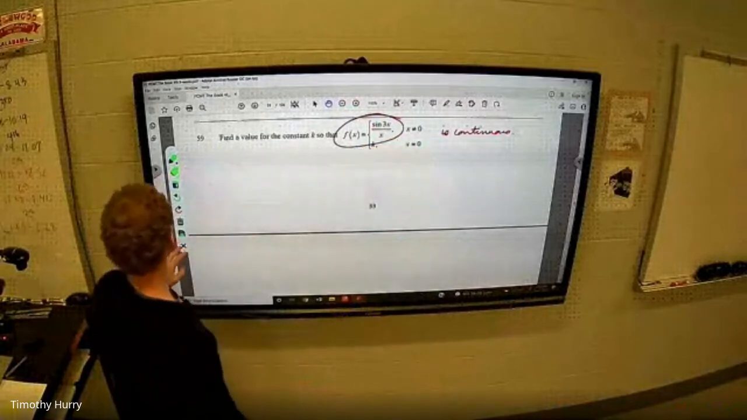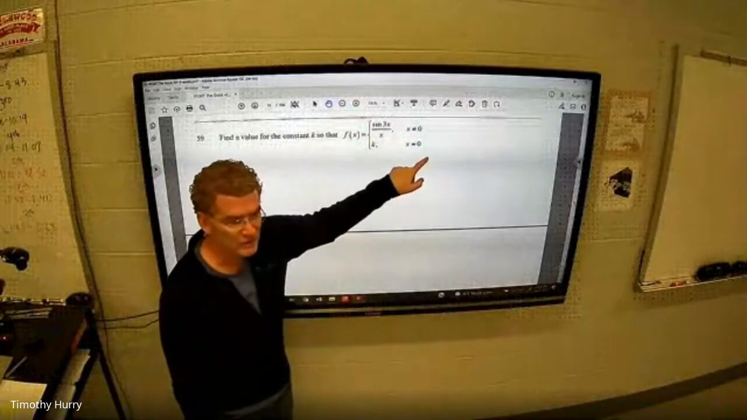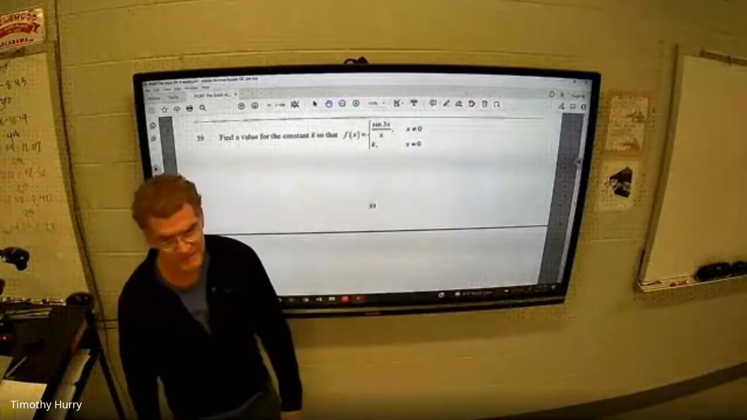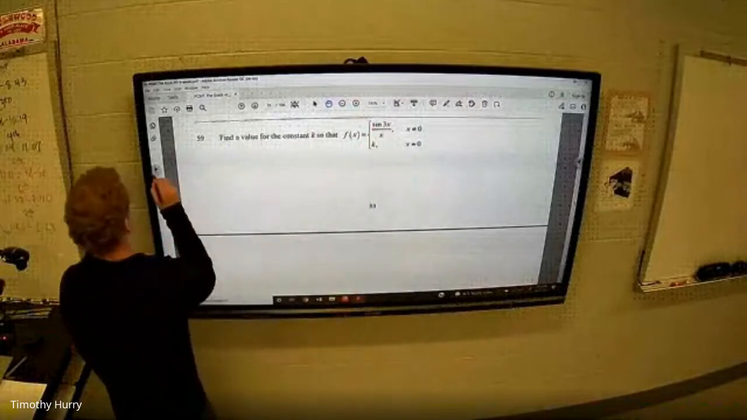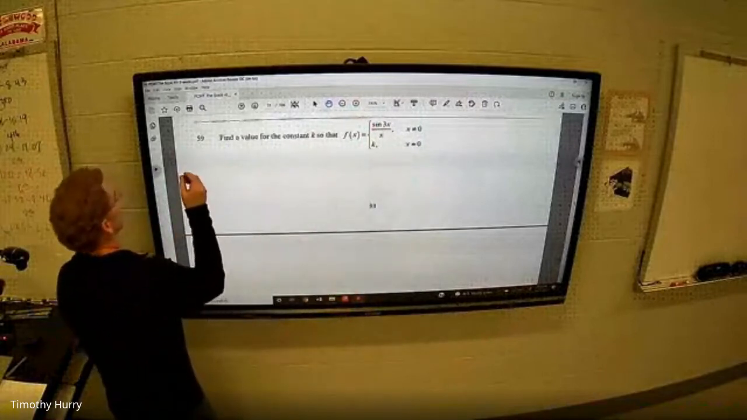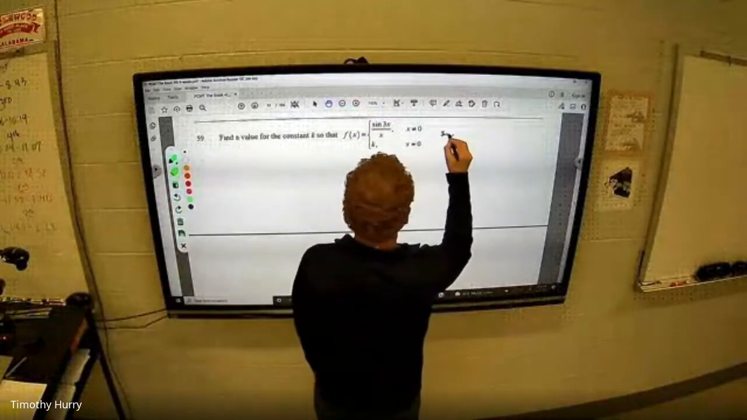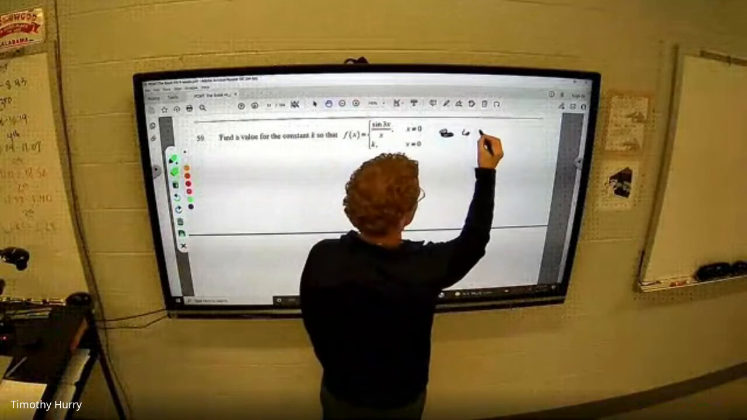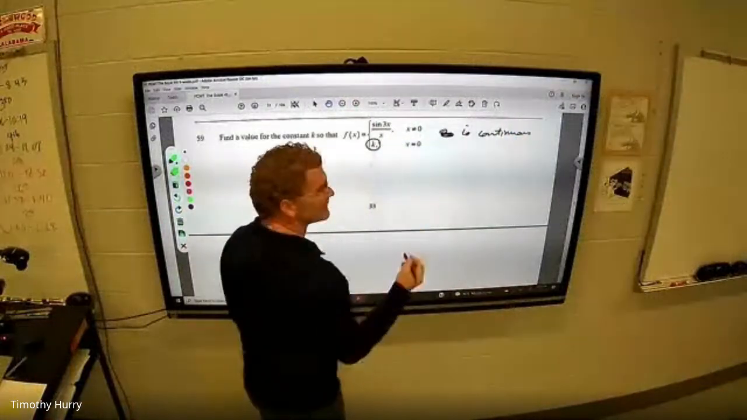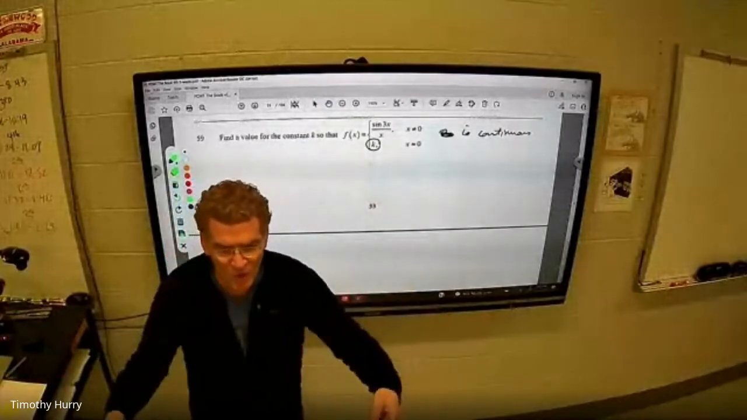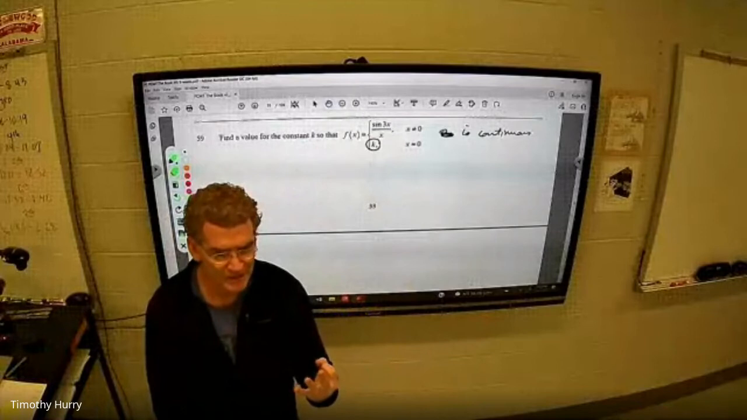But it just so happens they gave me a piecewise function. So at 0, the function is k. Well, if f is going to be continuous, and you can write that in there because that's what it's supposed to say, find a value so that f is continuous, what would this have to be so that the hole wasn't there and it was continuous? 3. Does that make sense?